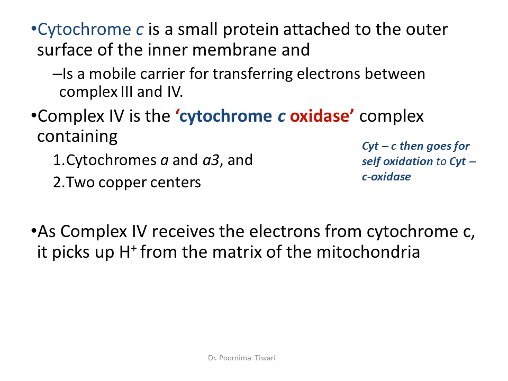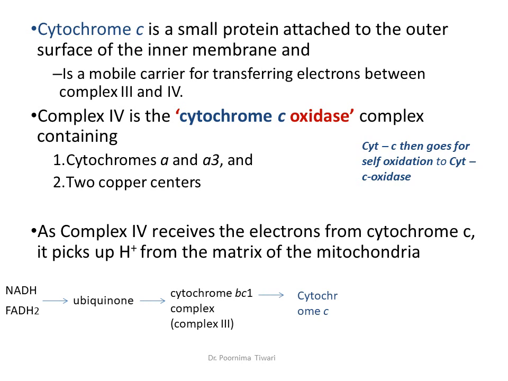As complex 4 receives electrons from cytochrome C, again it picks up H ions from the matrix of the mitochondria. So the scheme of electron transport is from NADH and FADH2 to ubiquinone, via complex 1 in case of NADH, to cytochrome BC1 complex or complex 3, to cytochrome C, which finally goes to cytochrome C oxidase complex 4.